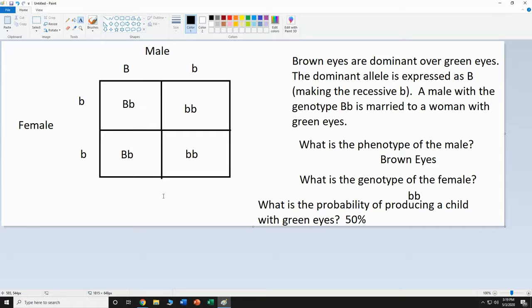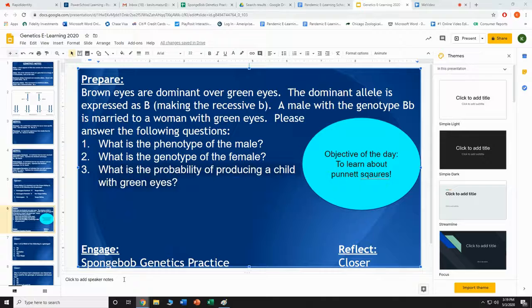If I asked what's the probability of producing a child with brown eyes, it would be 50% because these guys would be brown-eyed babies. Okay. All right. Let's do a little bit more practice questions.